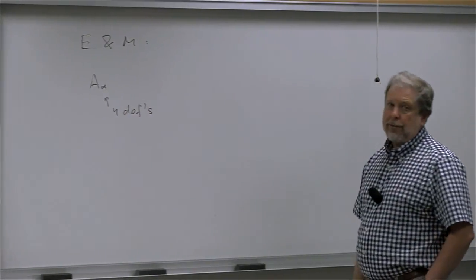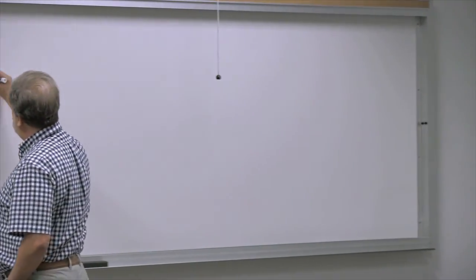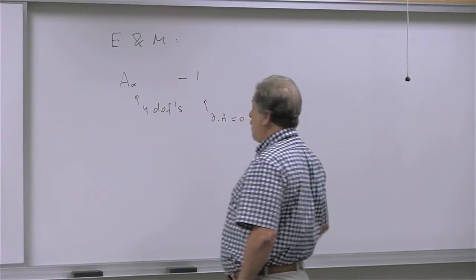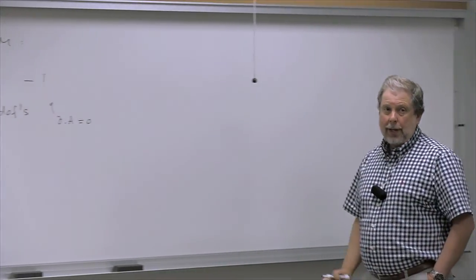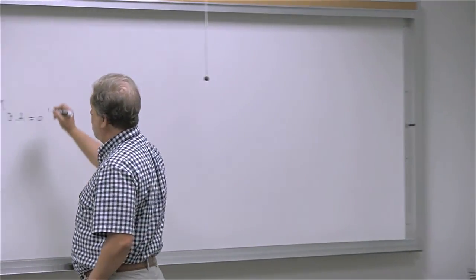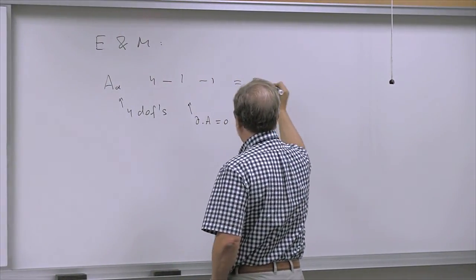And there's 4 degrees of freedom there, right? And then we subtract 1, which is from the gauge condition, which is ∂·α = 0. And then there is a residual invariance, right? You can still do a gauge transformation with that. So it's 4 minus 1 minus 1, which is 2 degrees of freedom, right?